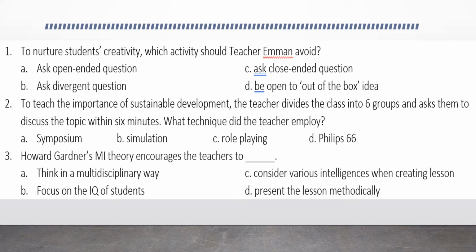Number two, to teach the importance of sustainable development, the teacher divides the class into 6 groups and asks them to discuss the topic within 6 minutes. What technique did the teacher employ? This is very, very easy. There are clues there: 6 groups, 6 minutes. The correct answer is letter D, Phillips 66.